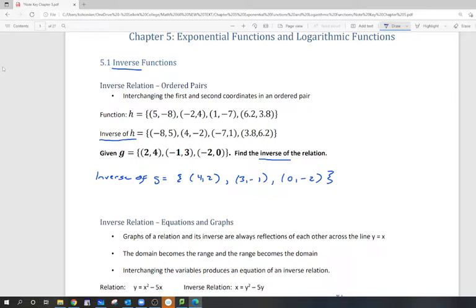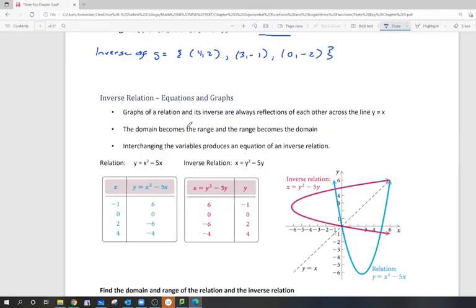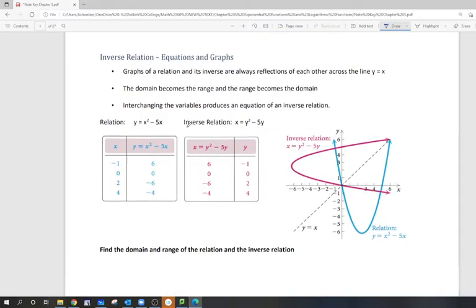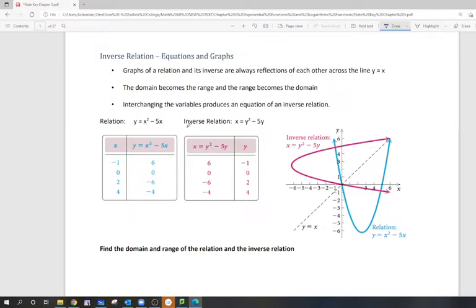So now let's go beyond points, okay? We just looked at this idea of inverse, just switching x and y's. Now what I want to do is explore equations and graphs. So graphs of a relation and its inverse always do a specific thing, and I'm going to show you what happens. If I asked you to graph the relation y equals x squared minus 5x, I would plug in values of x and solve for y. I would use a table of values. So let's say I do that.